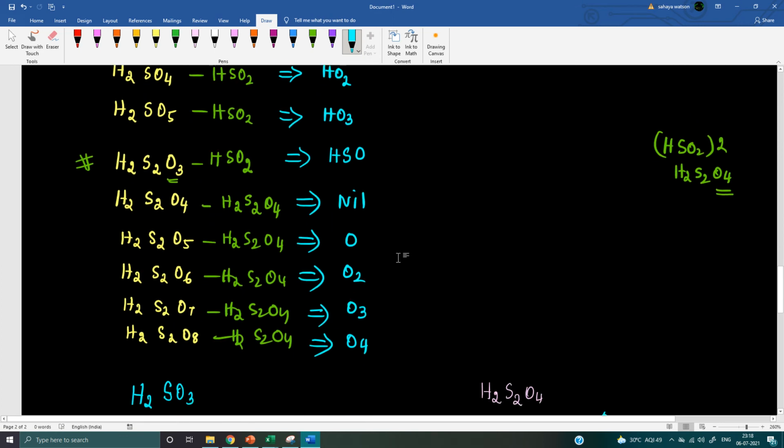H2S2O4, yes. So the name of this compound is dithionous acid.